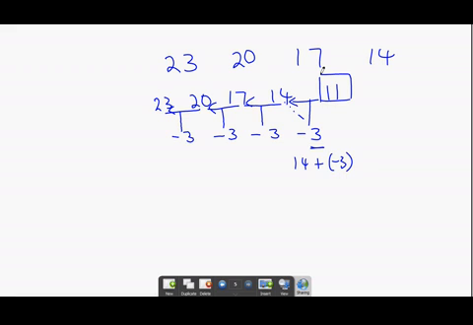Now I need the second term because I said the next two terms, and we are going to say, okay, fine, I'm generating the next two terms. There is also a negative 3 there, and then you say 11 plus negative 3, and you get 8. So the next two terms in this particular case are going to be 11 and 8.